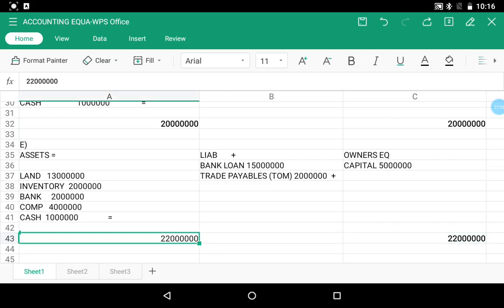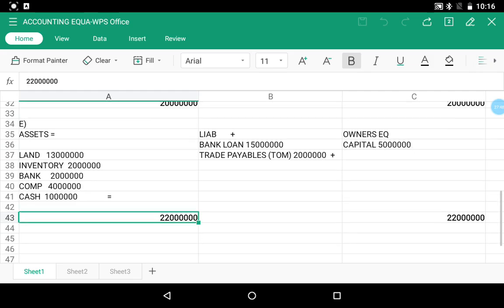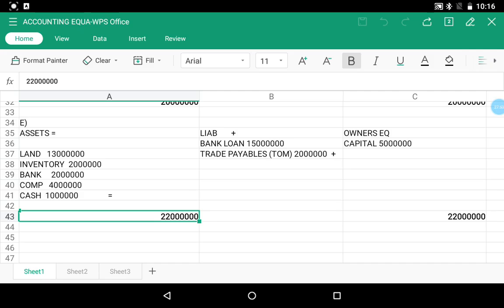So it means when you check here, we still have our balance. Our equation is still balancing. Now let us continue to another part, which is part F.